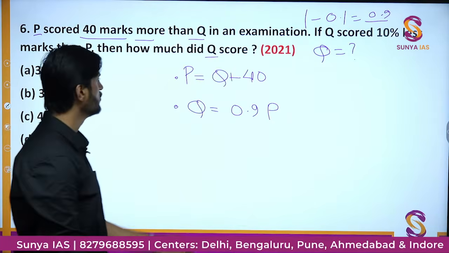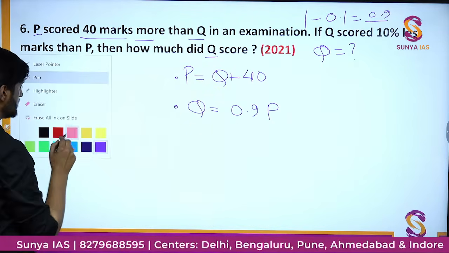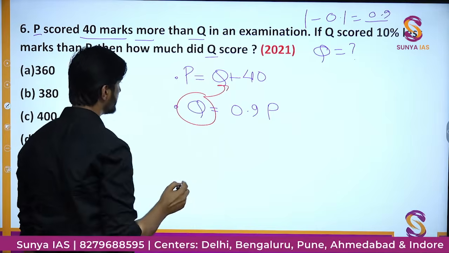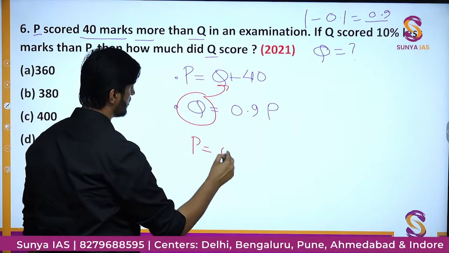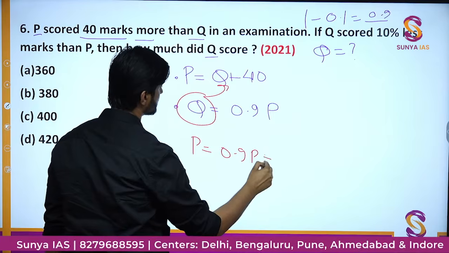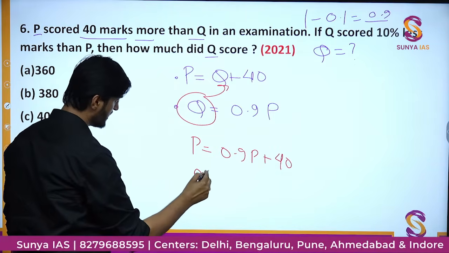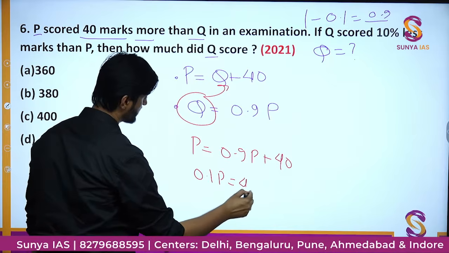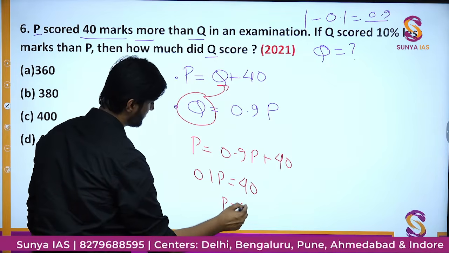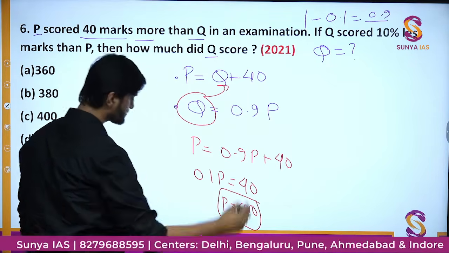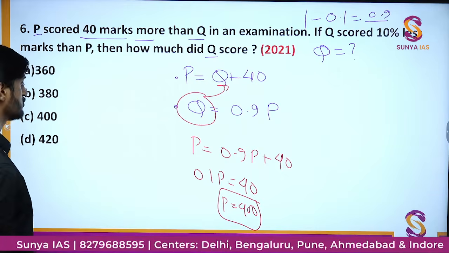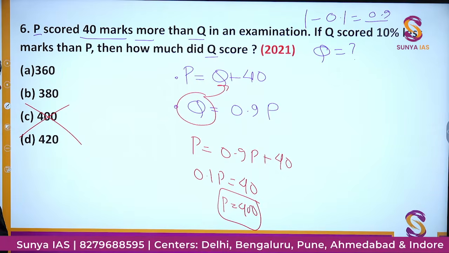Okay, so we'll just do the same thing again. Substitute the value of Q here. You get P is equal to 0.9P plus 40. Here we will get 0.1P equal to 40. Score of P is going to be 400. And we do not want the score of P. This is the decoy like earlier again.